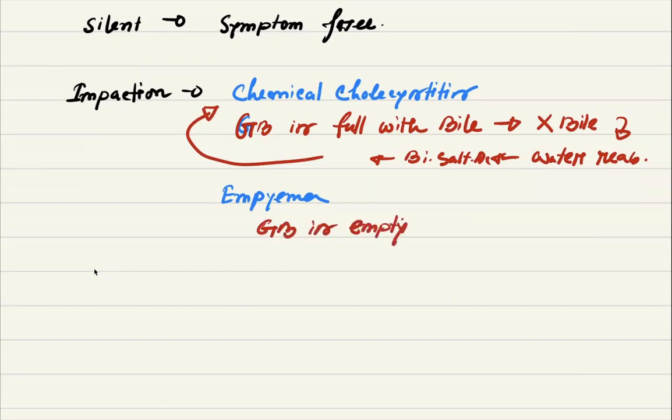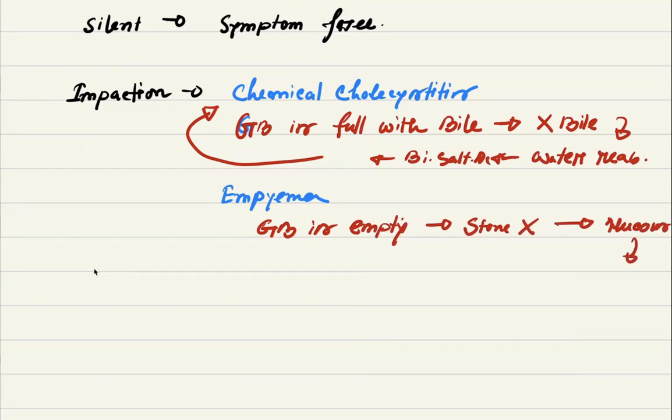Second, you have to think the gallbladder is empty. There is no bile inside, and there is a stone impaction. But there is a continuous secretion of mucus from the gallbladder epithelium itself. So there is only mucus within the gallbladder.